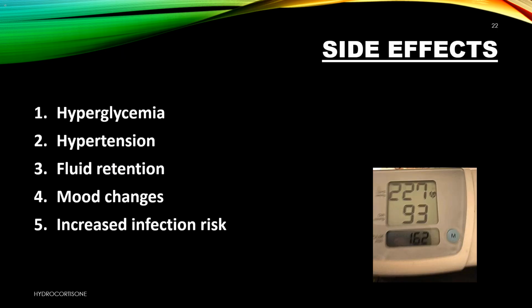Side effects of hydrocortisone. 1. Hyperglycemia. Hydrocortisone can cause an increase in blood sugar levels, which may require adjustments to diabetes treatment. 2. Hypertension. Long-term use of hydrocortisone can lead to increased blood pressure, potentially contributing to cardiovascular issues. 3. Fluid retention. Hydrocortisone can cause the body to retain fluid, leading to swelling and weight gain.